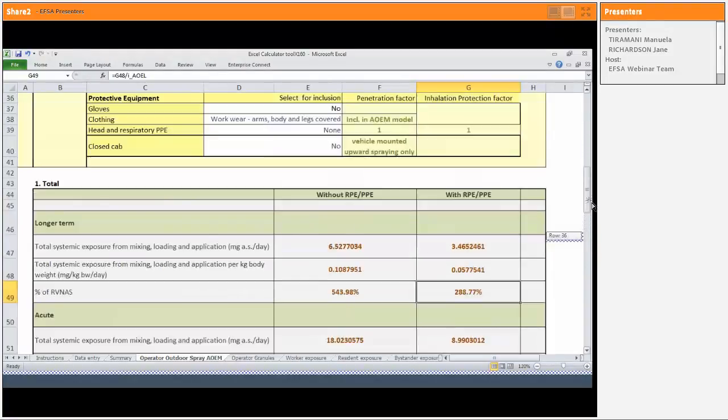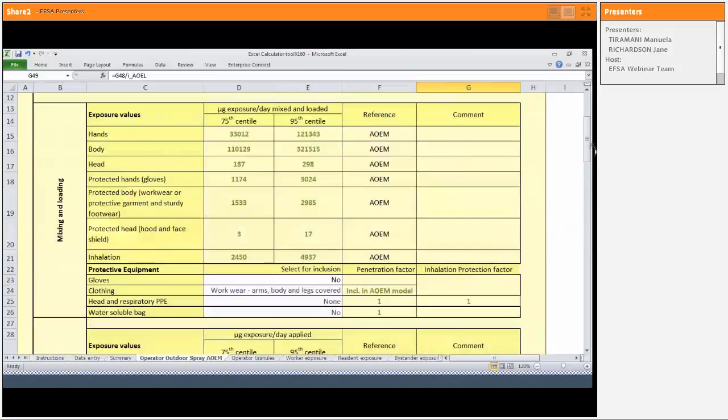If we move to the mixing and loading area here, we can see that we do actually have some options. Currently, we're not applying gloves. If we select yes, then when we look at the values in the PPE area below, we can use this estimation of exposure considering protected hands. And we can see already here that from hands, the exposure in terms of micrograms per day, this is the exposure without gloves and this is the exposure with gloves. So we can see that if we apply gloves, we should be able to reduce the exposure.